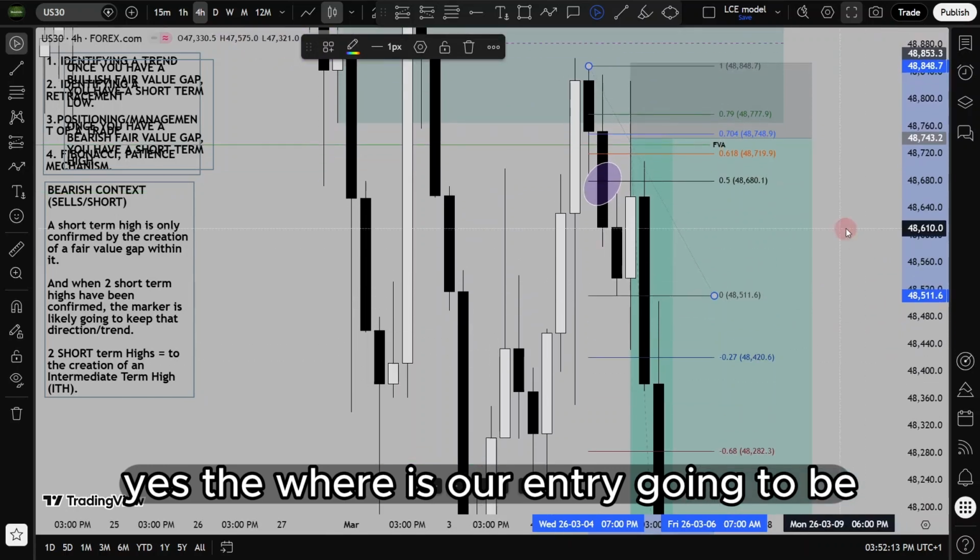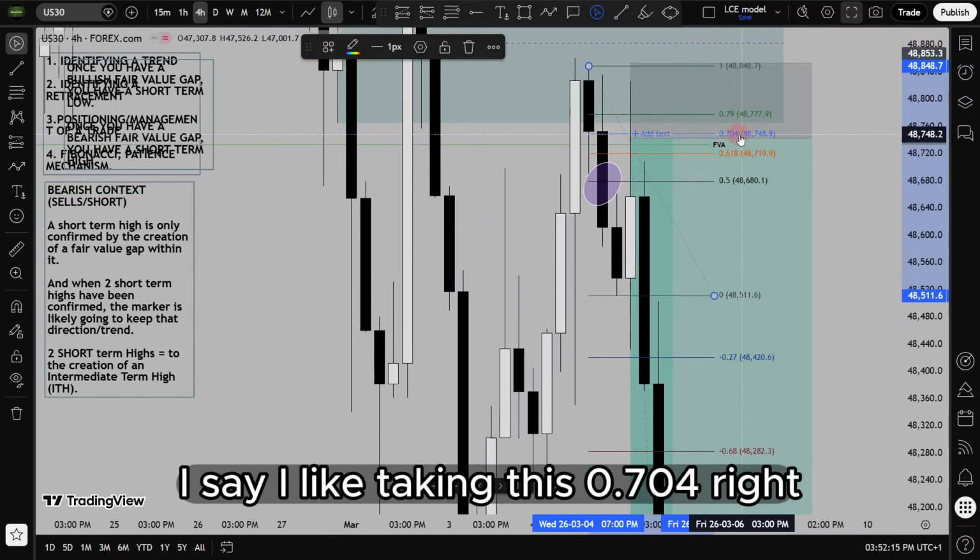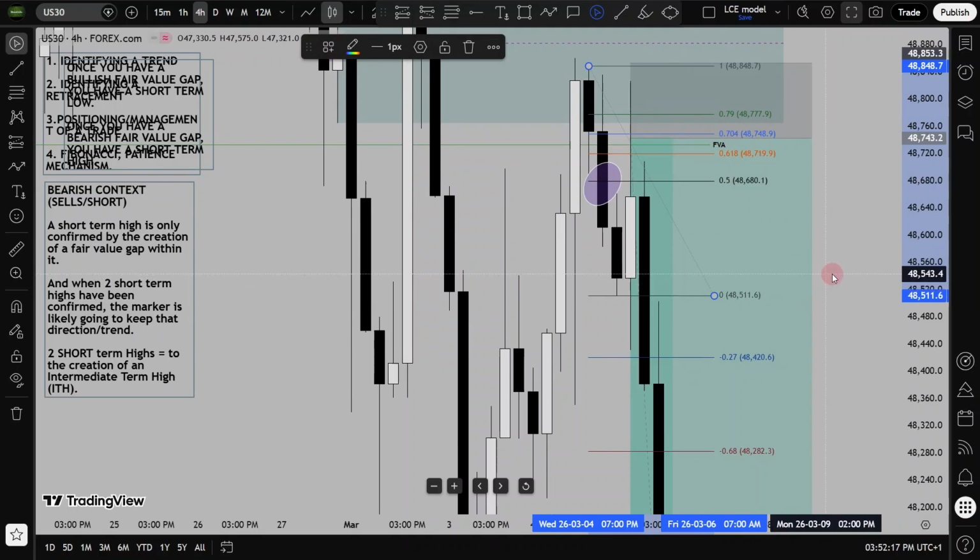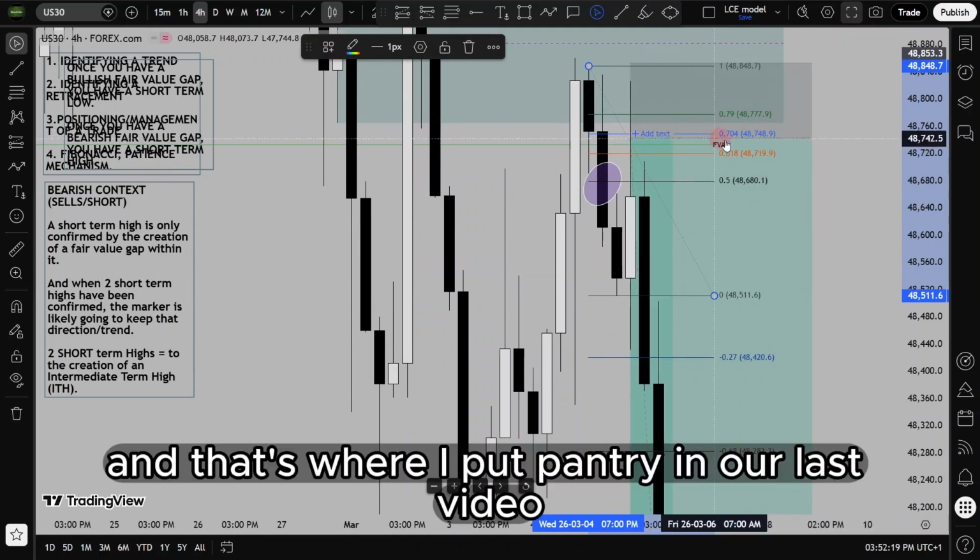Then where is our entry going to be? I like taking this 0.704, right? Okay. And that's where I put my entry.